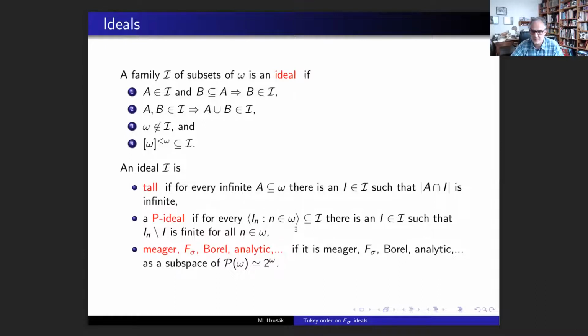And as I said, definability is important to us. So when we talk about topological or descriptive set theoretic properties of ideals, we look at the product topology on the Cantor set, 2 to the omega, which we can shift to a topology on the power set of omega via characteristic functions, and then an ideal is just a subspace of the power set of omega with this topology. So when we say that the ideal is Borel, analytic or F sigma, it means with respect to this topology.